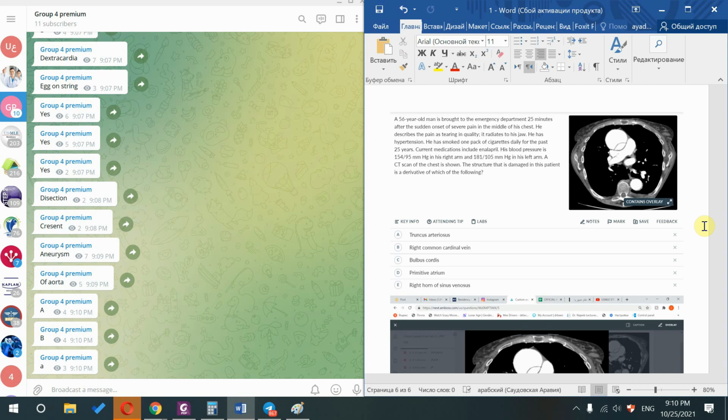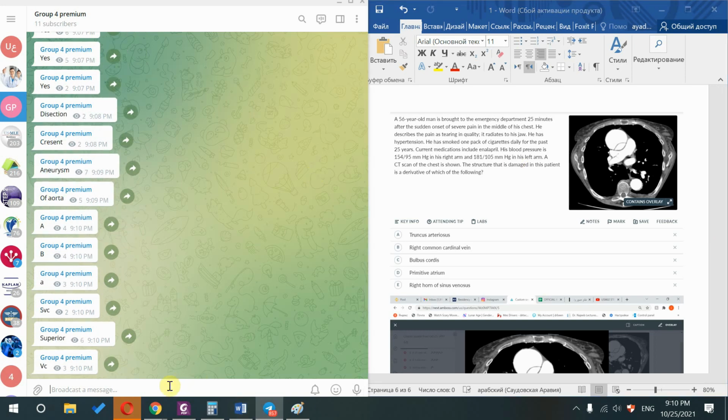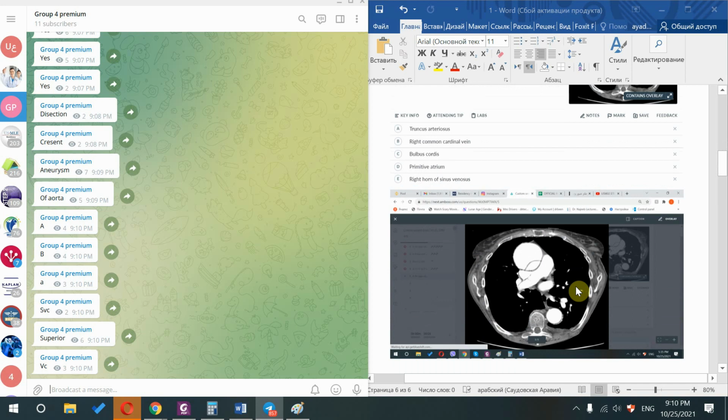Excellent. What about the right common cardinal vein? It gives origin to what? I hope someone will answer that one. Excellent, good. It's the superior vena cava. Yep. Great job, guys.